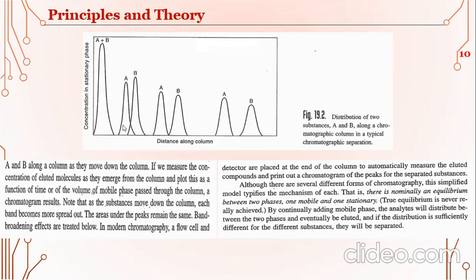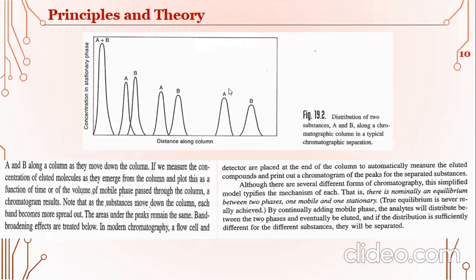As time passes, where the time is less, these two substances are merged together. But with time, as they move through the column, they separate out. The distance between the two increases, and they get distinct bands when they come out of the column. So as the substance moves down the column, each band becomes more spread out from one another.